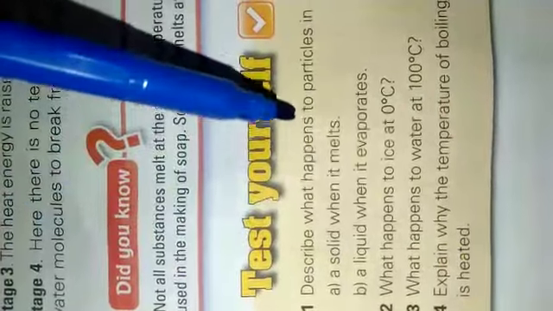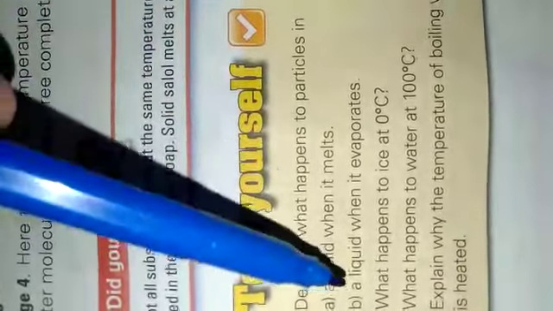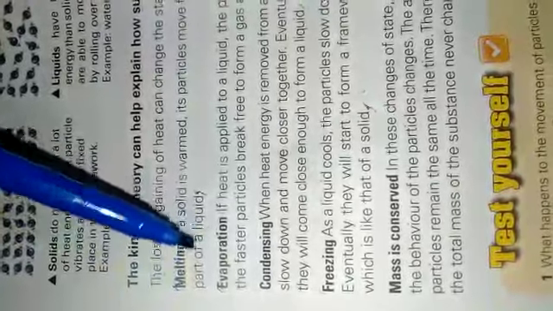Again, describe what happens to particles in a liquid when it evaporates. The answer is on page number 4. The topic, evaporation. If heat is applied to a liquid, the particles move faster still. At the surface, the faster particles break free to form a gas above it.